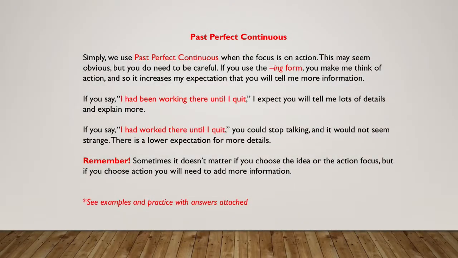We, of course, would use past perfect continuous when the focus is on action in that block of time that is created by 2 points of time in the past. This may seem obvious, but you do need to be careful. If you use the ing form, you make me think of action, and so it increases my expectation that you will tell me more information.